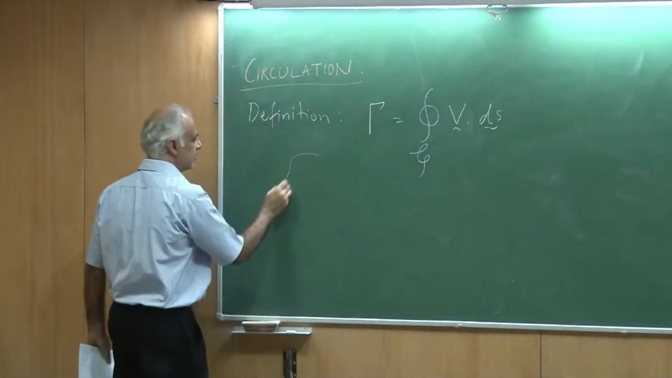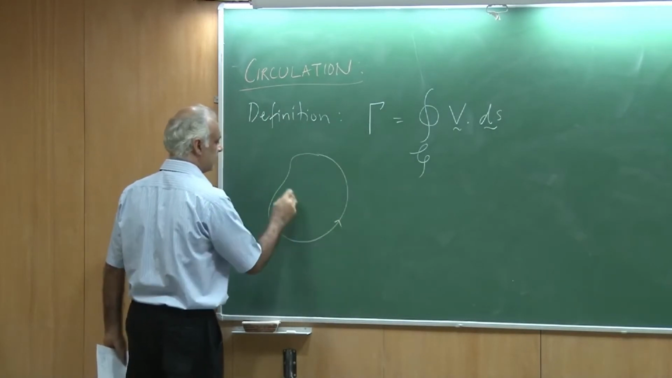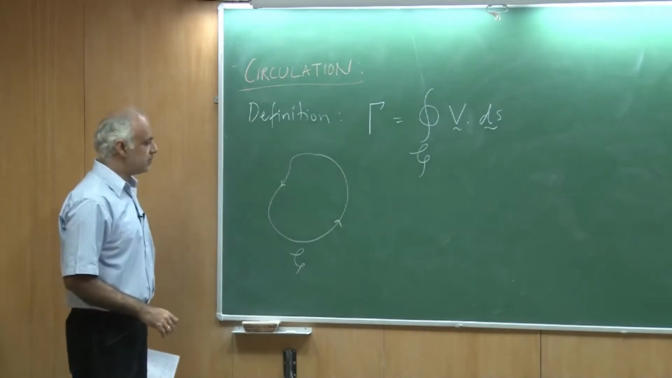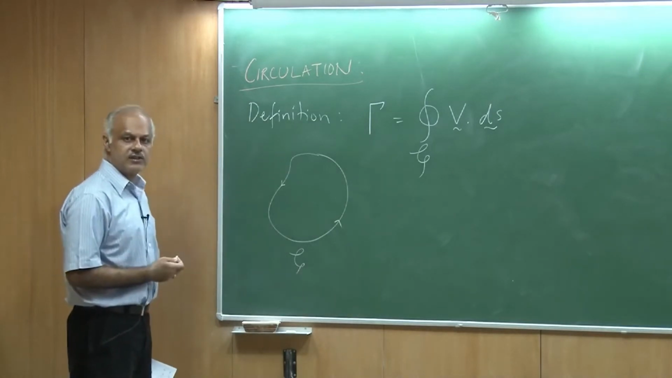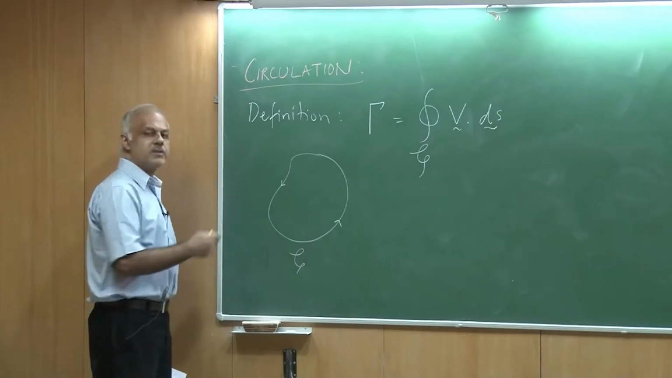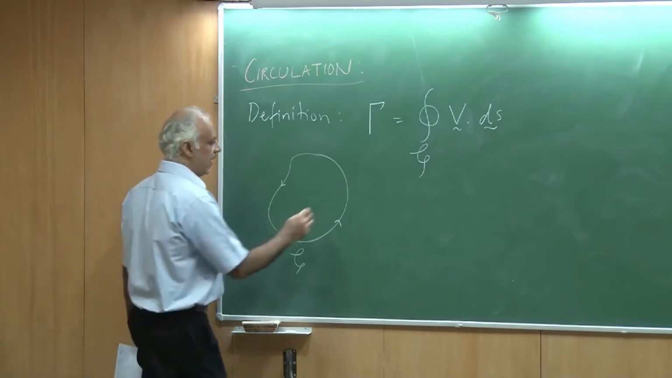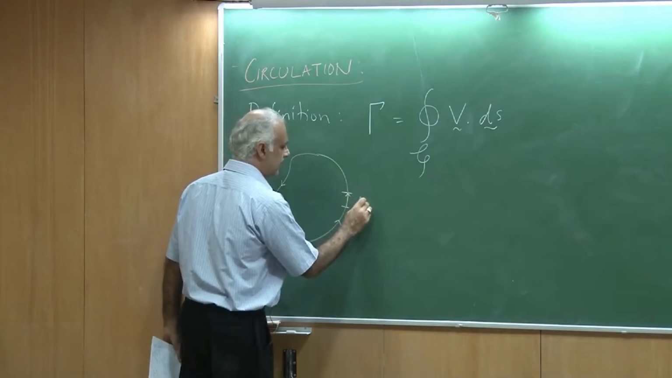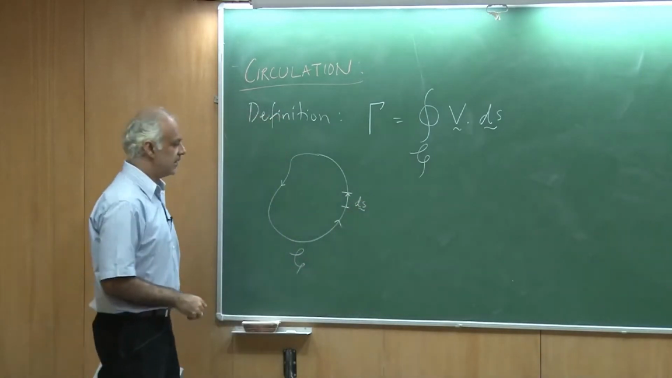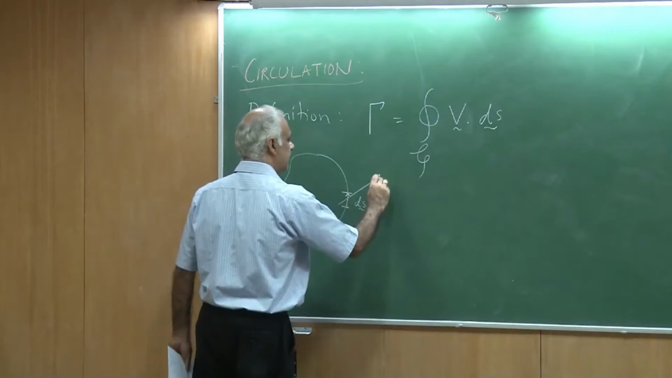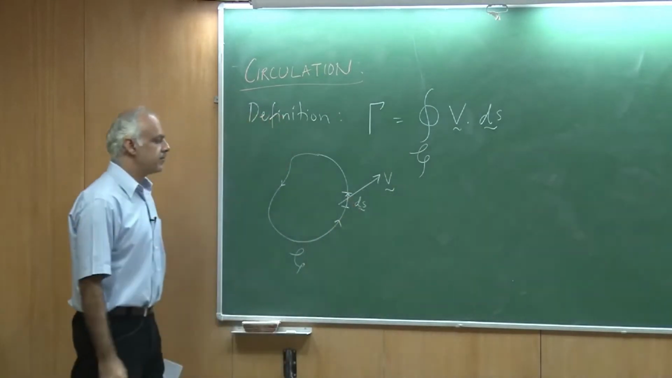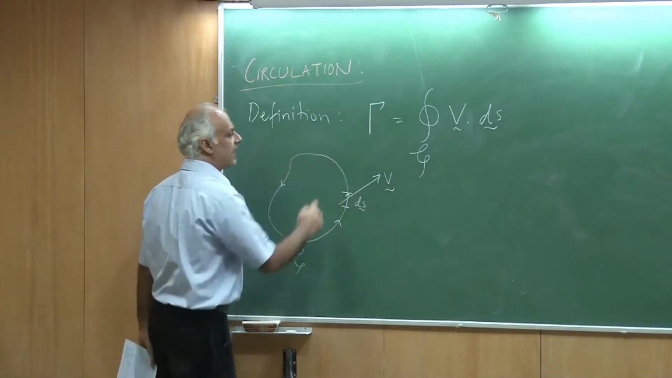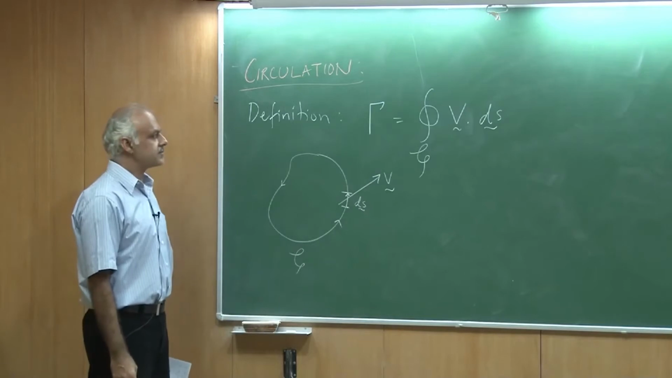So, the idea is we can take any curve C and there is a velocity field in this plane. So, this could be a 3-dimensional velocity field, and the curve could also be a 3-dimensional curve. And if I take a small, infinitesimal element of it, let me call it ds, and of course, the velocity vector could be aligned at another angle. So, if I go around this curve and do this calculation, that is what is called circulation.